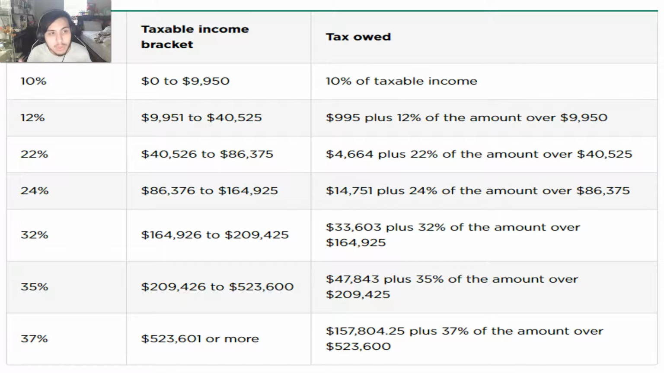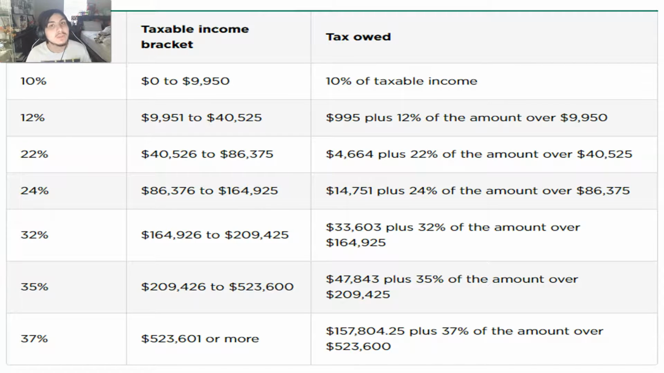So this is the chart for 2021 to 2022. This is the rate at which people would be taxed. So let's take, for example, right over here, 24%. If you make anywhere from $86,376 to $164,925, you're getting taxed at 24%. Now, when most people see this, they think, oh, okay, so if I'm making $150K, then I'm going to be paying 24% taxes on my $150K. That's actually not what happens.